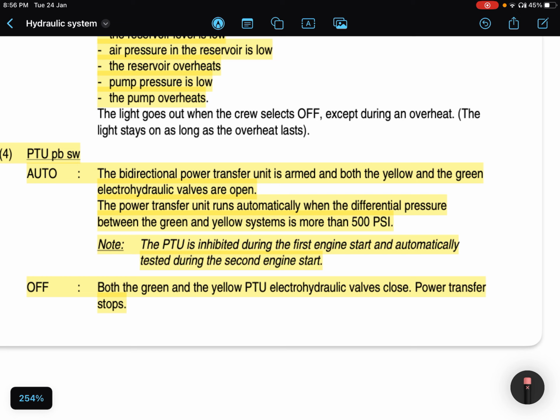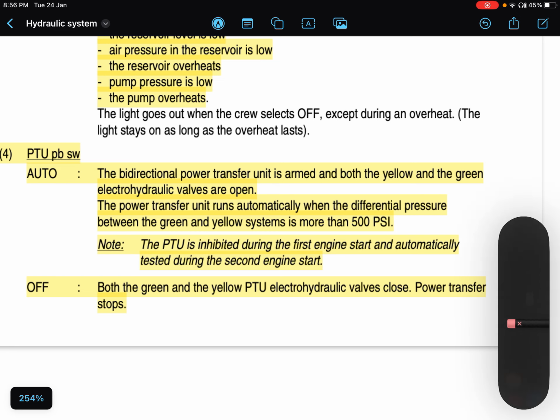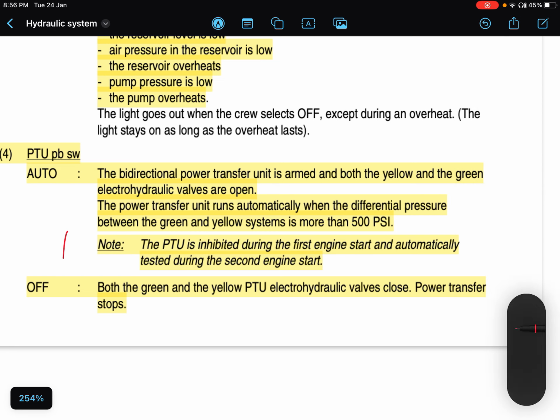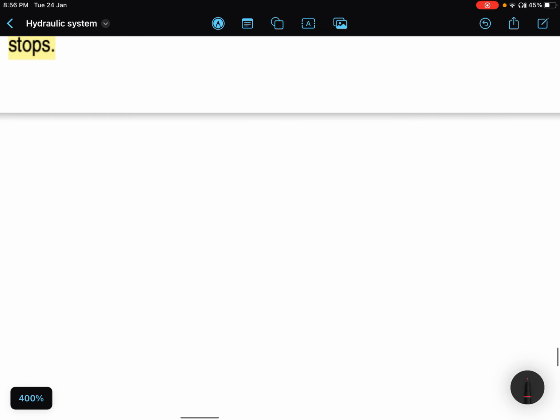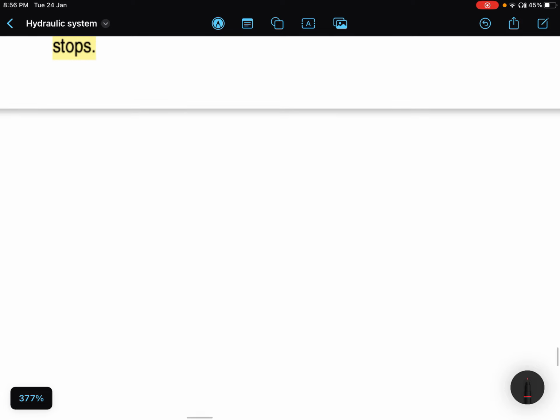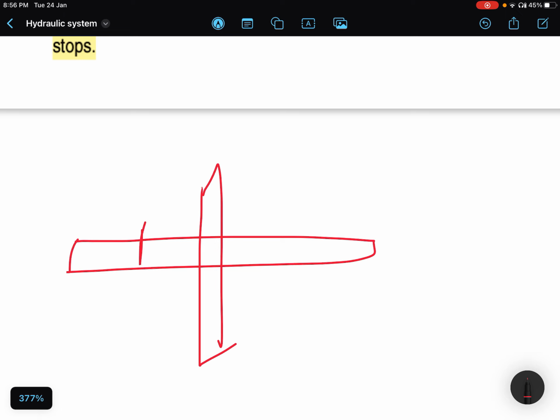PTU is inhibited during the first engine start and automatically tested during the second engine start. What does this mean? This note is important. PTU is inhibited during the first engine start and automatically tested during the flight. So let's say we have started engine number 1.